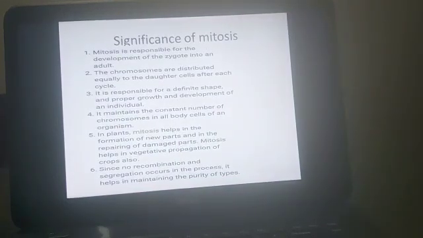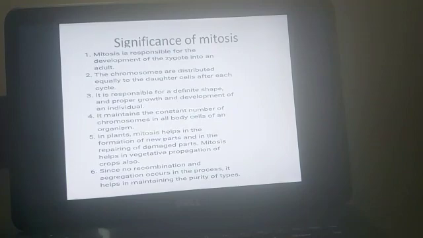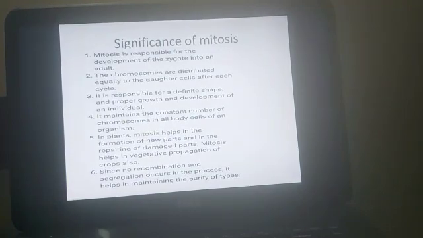Now let us see the importance of mitosis. Mitosis is responsible for the development of the zygote into an adult. After the zygote is formed, from that stage till the adult, throughout the lifespan of the organism, mitotic division keeps on taking place. The chromosomes are distributed equally to the daughter cells after each mitotic division. It is responsible for the definite shape, proper growth and development of individuals. It maintains a constant number of chromosomes in all the body cells of an organism.